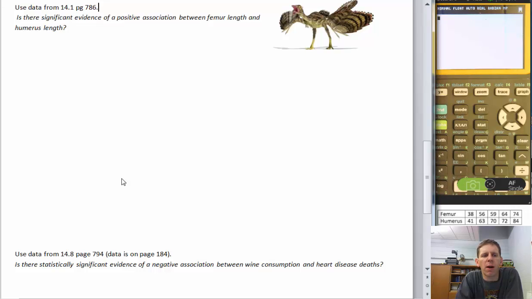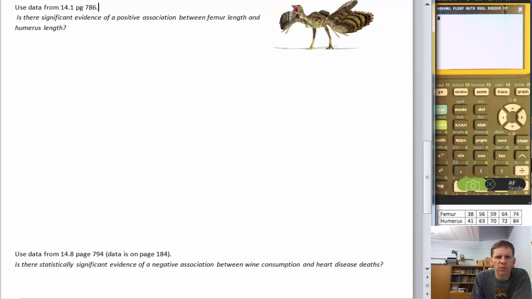We're going to use data from problem 14.1 on page 786. And down here toward the bottom of my screen, I actually have a little screenshot underneath the calculator of the femur and humerus data. And the question reads, is there significant evidence of a positive association between femur length and humerus length? We want to figure out, as the femur length increases, does the same thing happen with the humerus length? Seems logical that it should. Let's actually test it out.